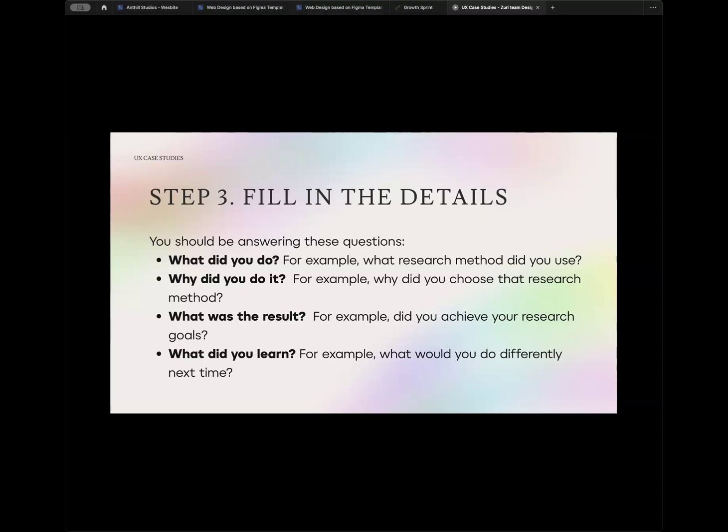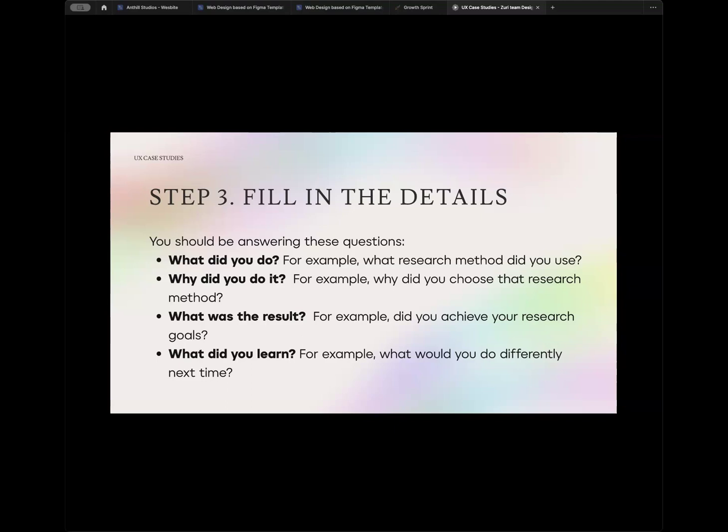And when you're writing this, you should be answering questions like what you did. Do you understand? You should ask questions like what you did, why you did what you did, what the result was, and what you learned. Right? The what-you-did section should not just be, okay, I did this and then you walk away. No, it doesn't work that way.